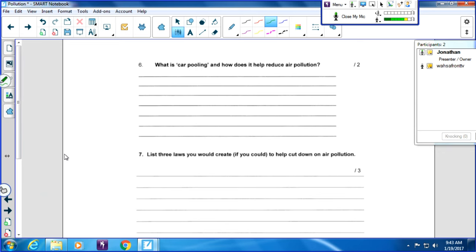Question 7, list 3 laws you would create if you could to cut down air pollution. Again, this is where you become creative, think outside the box. If you were able to create 3 laws, what would they be to help cut down on air pollution? It could be use public transit a couple times a month, stuff like that. Okay. You cannot find this in your textbook, so you have to think creatively. These are the best questions because you cannot find it in your textbook. You have to use your critical thinking skills.